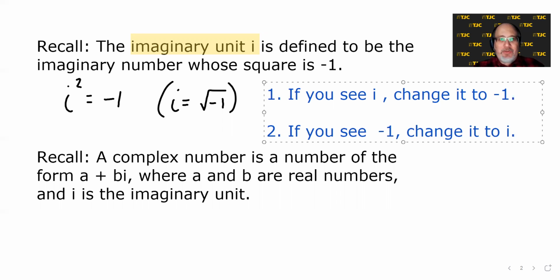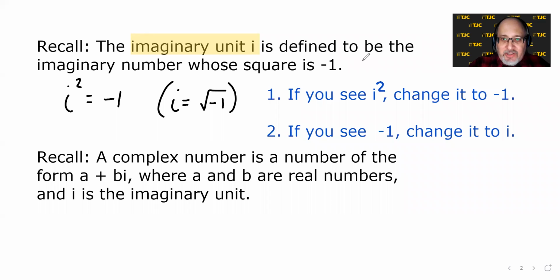Now we'll actually be doing neither of those things in this particular video, because you'll see i squared when you multiply. But this video is about adding and subtracting. But if you see i squared, you change it to -1. And if you see the square root of -1, you change it to i. So just a reminder about what the number i does.